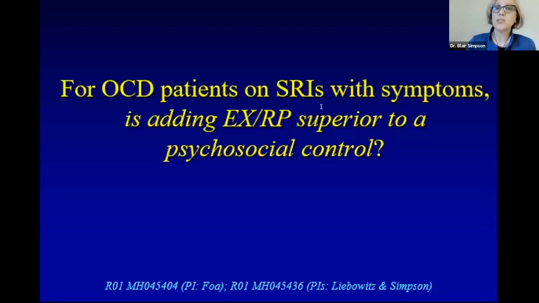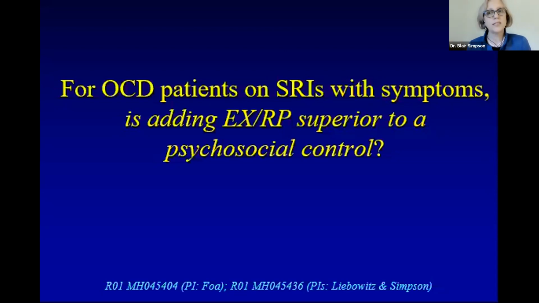So for OCD patients on an SRI, but who still have symptoms, if you added that therapy, the exposure and ritual prevention therapy, then is that better than adding a psychosocial control, another therapy? And the reason why you compare therapies is because maybe just time and attention from a caring therapist might be good enough. We wanted to test the specificity of the effects of this cognitive behavioral therapy.